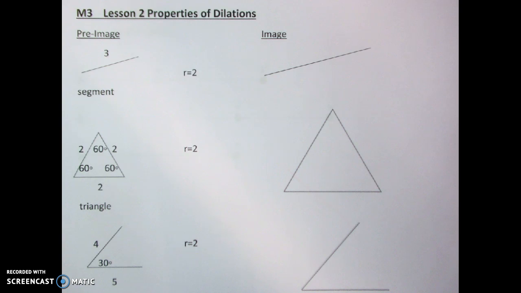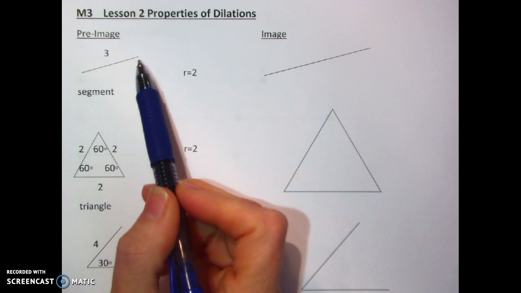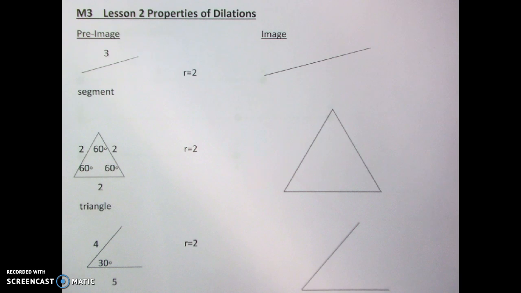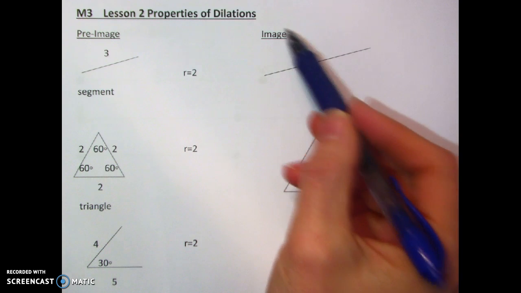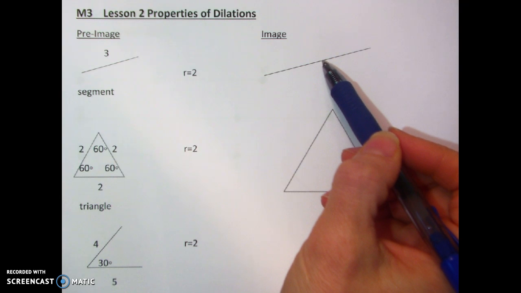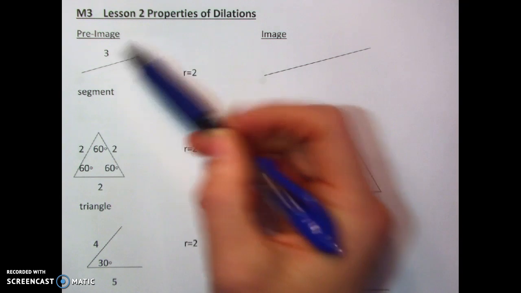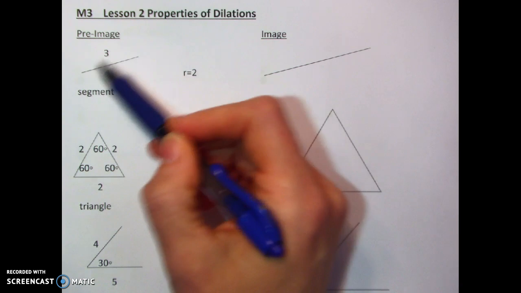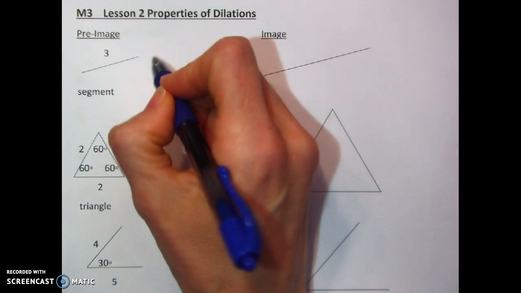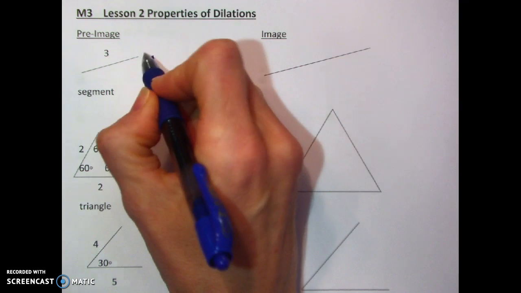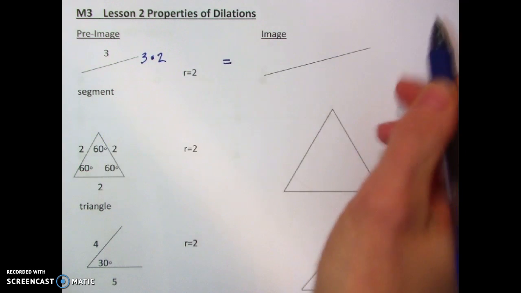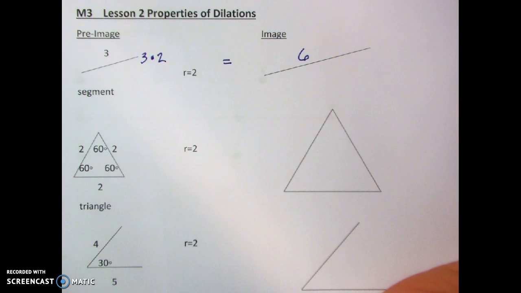Okay, here we have a pre-image of a segment that's 3 centimeters long, and the scale factor is 2. How long would the new image be? Well, remember to take pre-image and scale factor. We're going to multiply those two to get our image. So these get multiplied. 3 times 2 equals 6 for the length of our new image.